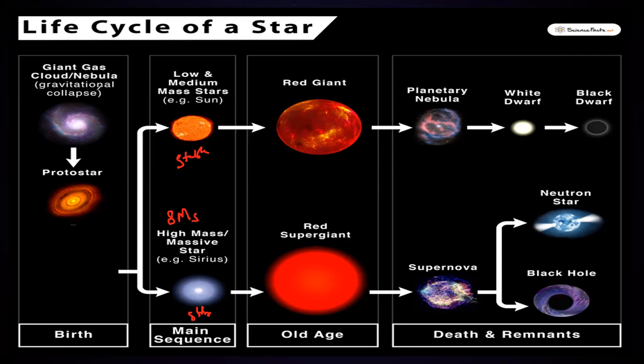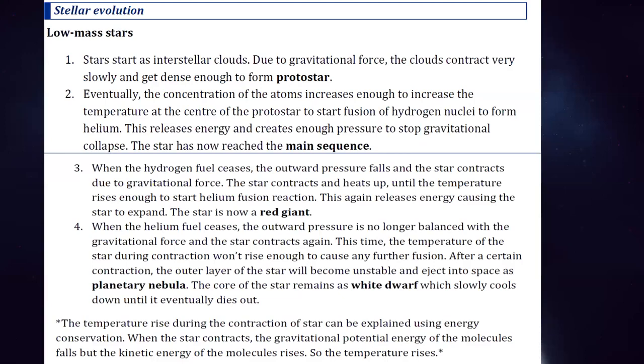If it's a low mass star, then it will be a stable star, then the stable star turns into a red giant, and then a planetary nebula, white dwarf, or a black dwarf. But if it's a high mass star, it will turn into a red giant, then there will be a supernova and it turns into a neutron star or a black hole. But what happens in these cycles? This is for a low mass star.